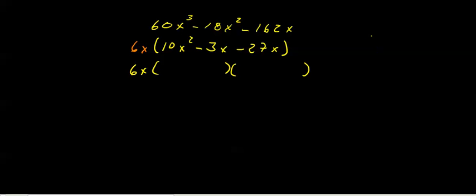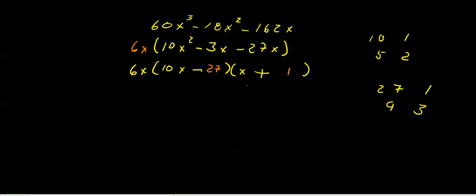And we look for factors of 10. 10 and 1, 5 or 2. So 10x and 1x, because this is a negative, 1 is negative, 1 is positive. All right? Now we look for factors of 27. 27 and 1, 9 and 3, and that's all there is. So now I'm going to try 27 here, 1 here, minus 27 plus 10 is minus 17. That doesn't work.